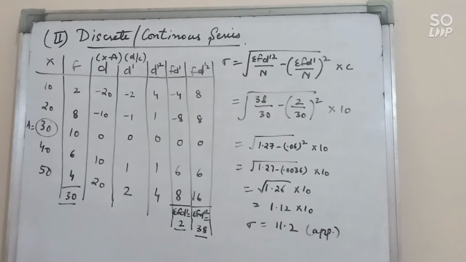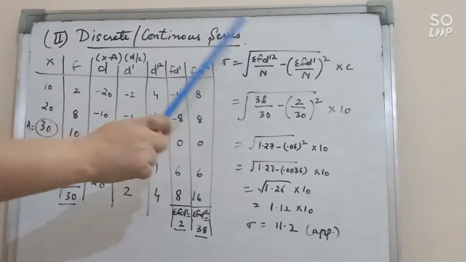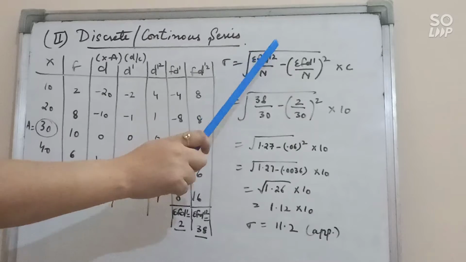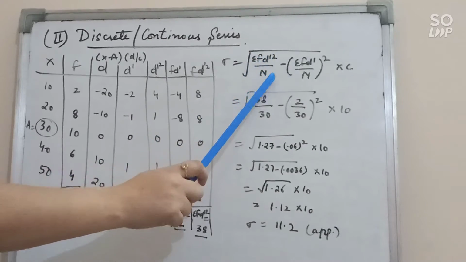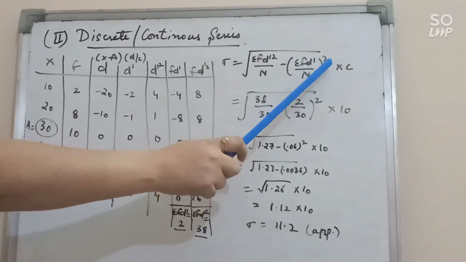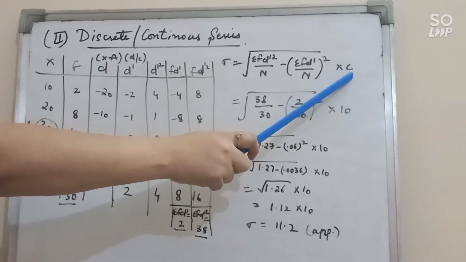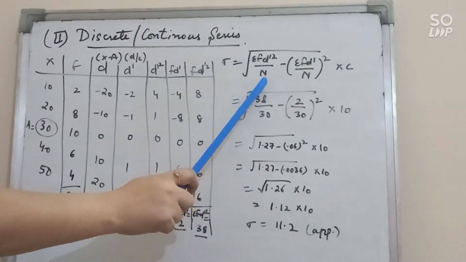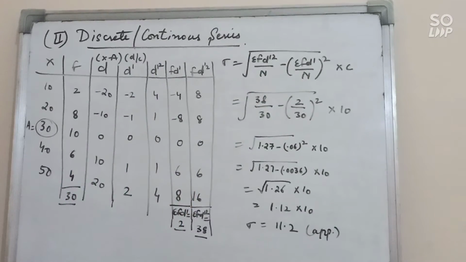Next is discrete and continuous series. Again we will use the same formula, but the difference between individual and discrete is that we will use f with d dash. So the formula under discrete and continuous series will be under root sigma f d dash square upon n minus sigma f d dash upon n whole square into c. C you will not write under root. And n here means sigma f, the sum of frequency in discrete and continuous series, or you can write sigma f also.